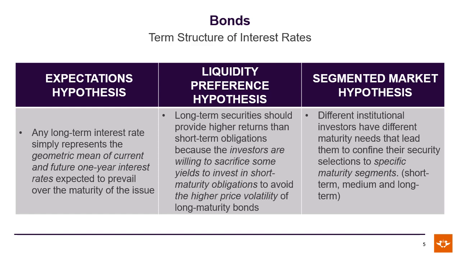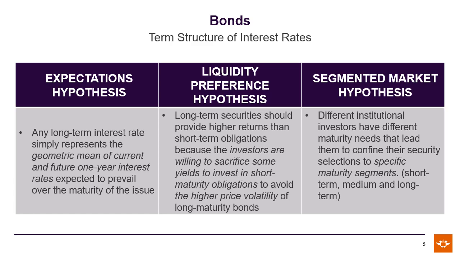There's the liquidity preference hypothesis. In other words, long-term securities should provide higher returns than shorter-term obligations because long-term obligations are less liquid than short-term obligations, so they should carry a premium. Then there's the segmented market hypothesis, and that really means that if you look at the bond market, then depending on the investor's preference, they may choose a particular segment of the market. So that may explain the humped yield curve. So there may be particular institutional investors who might prefer the medium-term bond market, and that may make the yields on that market higher.